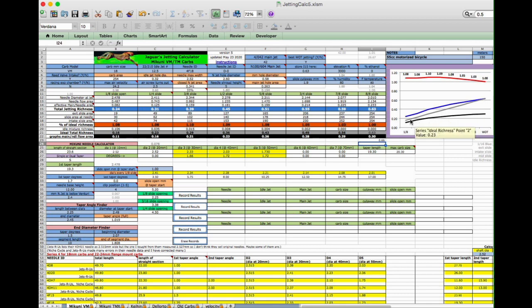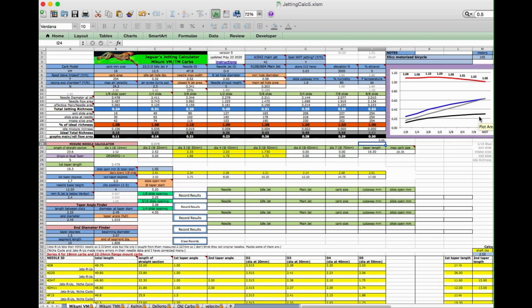So this is the ideal, the gray graph. The blue graph is what the program is telling you the jetting is from 1/8 slide open to fully open. The red graph is the difference between these two. And this black graph is the effective jet flow area for both the needle and the main jet, because they work in conjunction.